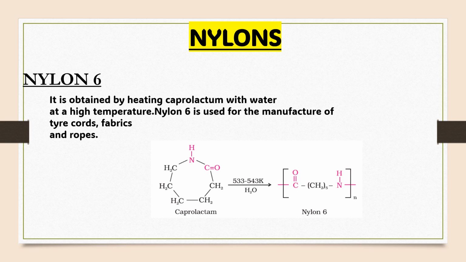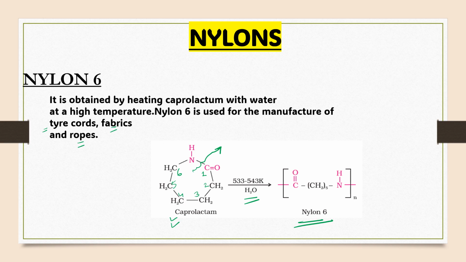So, nylon 6, why is the name like that? Because in nylon 6, the monomer caprolactam has 6 carbon atoms. Start from here: 1, 2, 3, 4, 5, 6. 6 carbon atoms, and it reacts with a water molecule, which leads to the breakage of this bond and the formation of nylon 6. And nylon 6 is used for the manufacture of tire cords, fiber fabrics, and ropes. This is nylon 6.